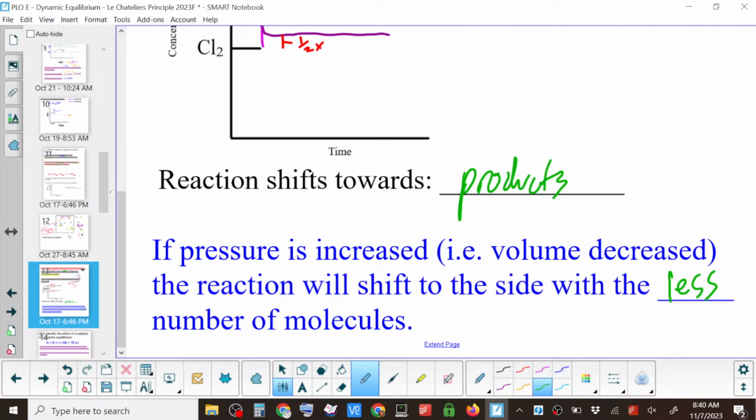Andrew? Another question on this one, or are you working on something slightly different? Slightly different, kind of. Okay.